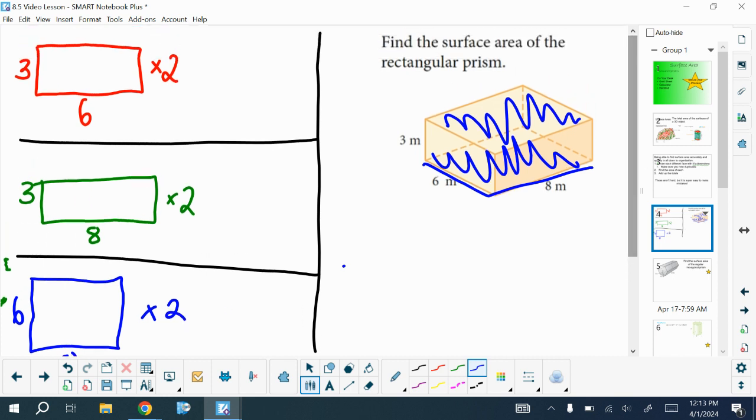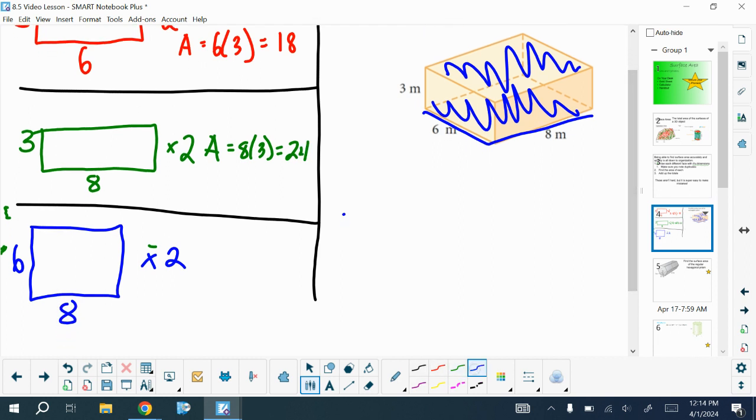So I'm drawing all my shapes out. I'm aware of what they are. They're all rectangles. Now I can go back and start to find them. So I'm just going to write down my area formula. It's base times height, which gives me 18 for this one. For this one, it's also base times height. 8 times 3, that one's 24. And then for my last one, again, it's a rectangle. So base times height. And this one is 48.